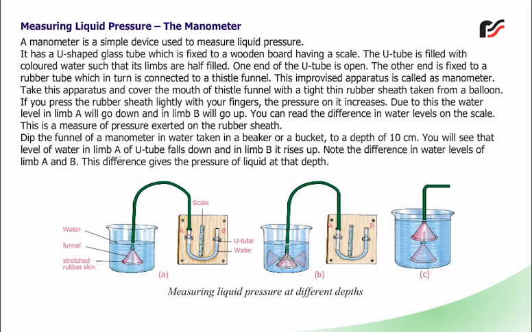Dip the funnel of the manometer in water taken in a beaker or a bucket to a depth of 10 cm. You will see that the level of water in limb A of the U-tube falls down and in limb B it rises up. Note the difference in water levels of limb A and B. This difference gives the pressure of the liquid at the depth.